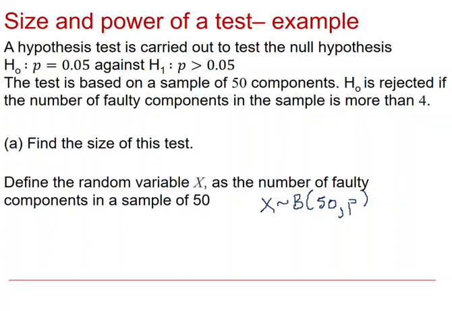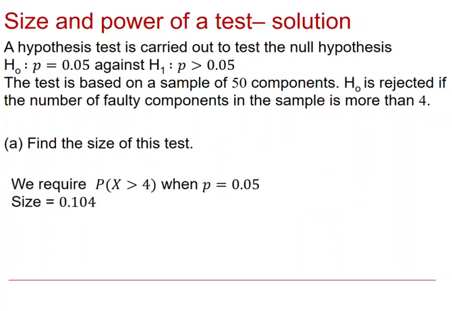So having worked out the model we're going to use, we need the size of the test. So the size is the probability of type 1 error. So we want to reject the null hypothesis, so x needs to be greater than 4 when p equals 0.05. And you should be able to evaluate that probability from a calculator, possibly 1 minus the probability x is less than or equal to 4, when p is 0.05, and obtain the size for this test.